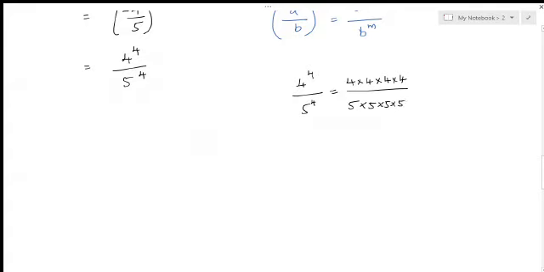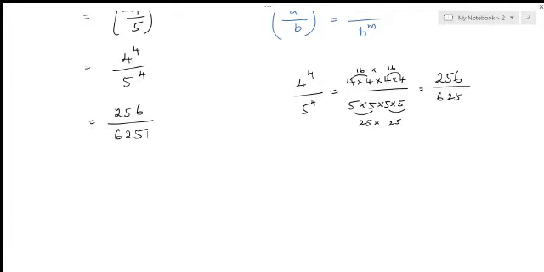Now multiply and give the answer. 4 into 4 is 16. Again 4 into 4 is 16. You know that 16 into 16 is 256, divided by 5 into 5 is 25. Again 5 into 5 is 25. 25 into 25 is 625. So 4 power 4 is 256, and 5 power 4 is 625.